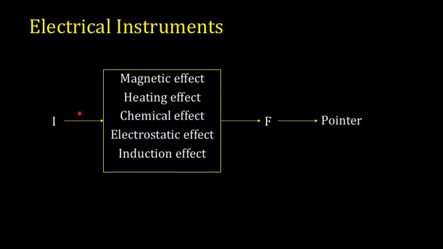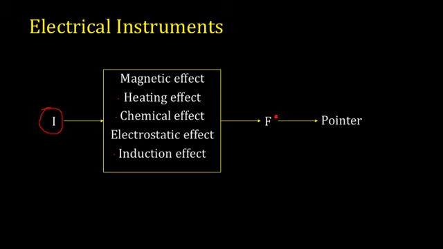In general, the operation of electrical instruments can be explained something like this. You have some current flowing through the instrument. This current produces some effect. This effect can be magnetic, heating, chemical, electrostatic, or electromagnetic induction. Some effect is being produced, and this sometimes produces a force.